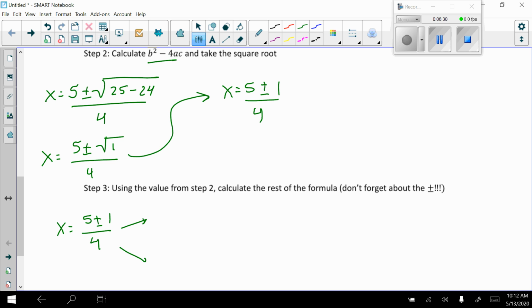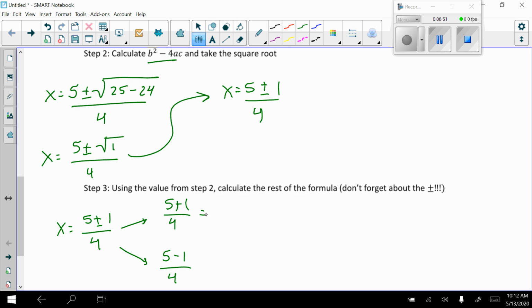So I like to think about it like this. I'm going to break this up into two problems. The first one is going to be 5 plus 1 divided by 4. And the second one is going to be 5 minus 1 divided by 4. Two scenarios. You could either do plus or you could do minus. 5 plus or minus 1. That's all that means. Okay, so it's breaking it up into two problems.